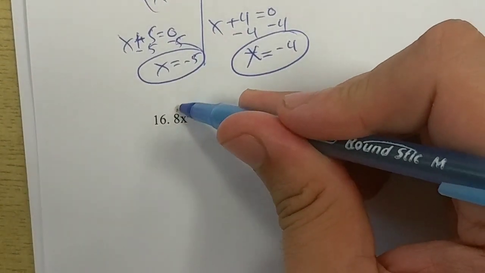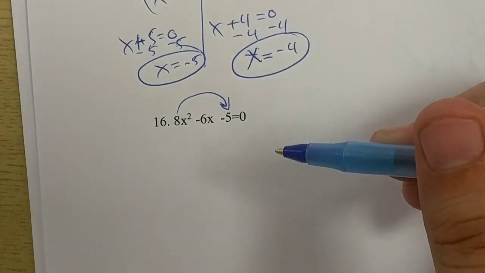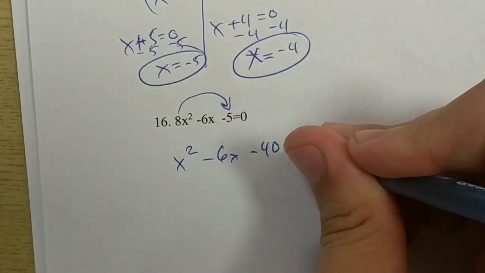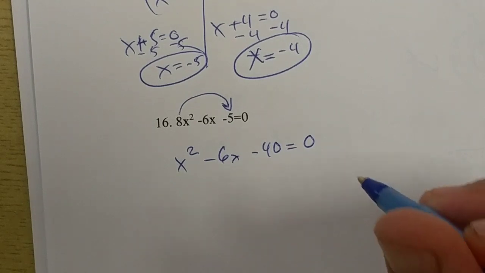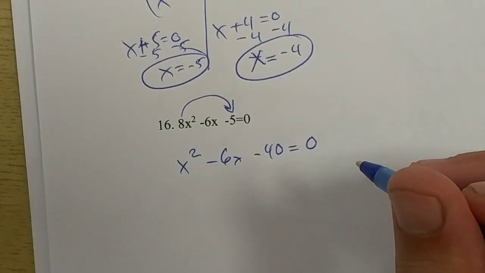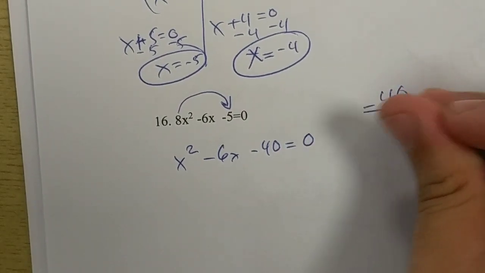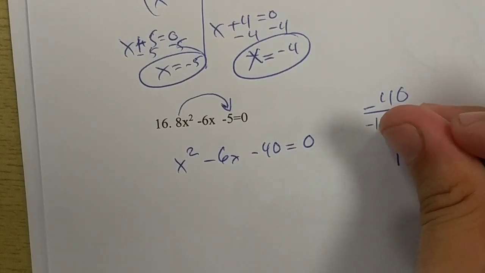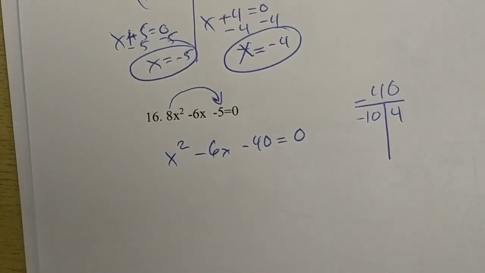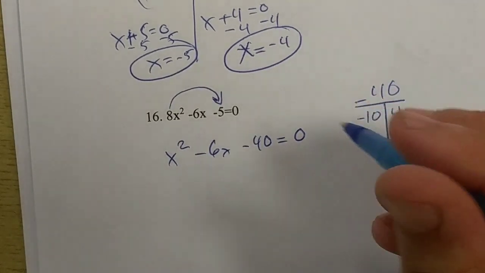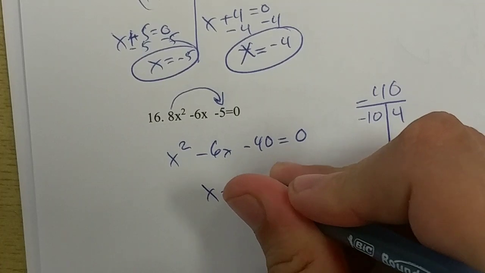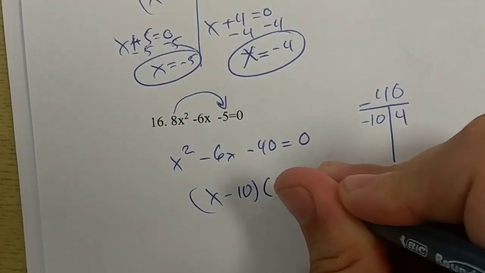Last one. 8 goes to negative 5. So x squared minus 6x minus 40 equals 0. So what I'm going to do is find factors of negative 40 that add up to negative 6: negative 10 and 4. I get really good at this after a while, and so can you. So we're going to do x minus 10 and x plus 4.